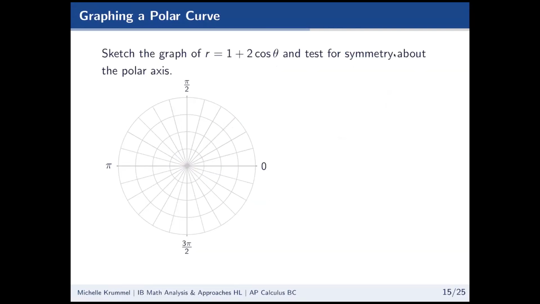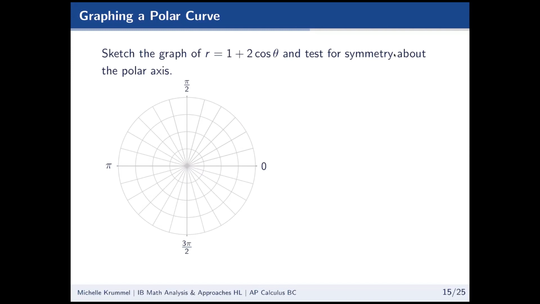So here we're asked to sketch the graph of r equals 1 plus 2 cosine theta and test for symmetry about the polar axis. Now we could plot some points first and get a sense of what the graph looks like, or we could test for the symmetry first. If we test for the symmetry first, it's probably going to help us complete the graph, assuming that it does have the symmetry. If the test is inconclusive, then it really doesn't help us at all. Well, let's see what happens.